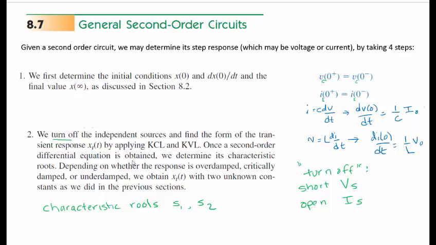So from that second order differential equation, you find its characteristic roots. Depending on whether that response is overdamped, critically damped, or underdamped, you obtain a form of the solution with two unknown constants or coefficients. So from step 2, you'll find the roots of the differential equation, which is called the characteristic equation. You'll find the roots S1 and S2.